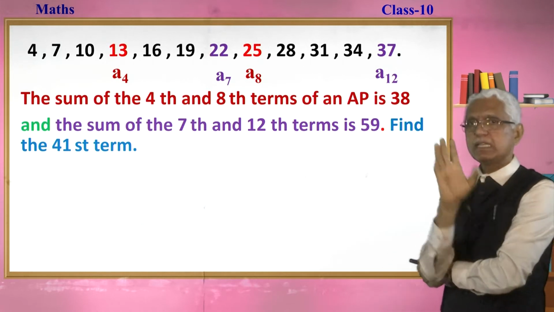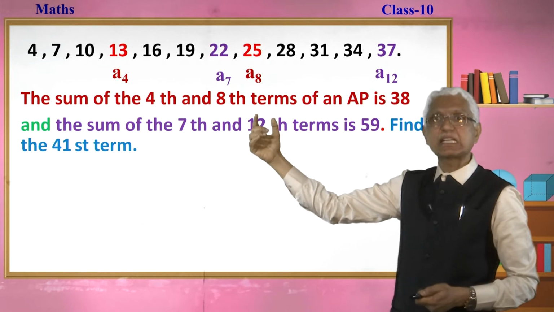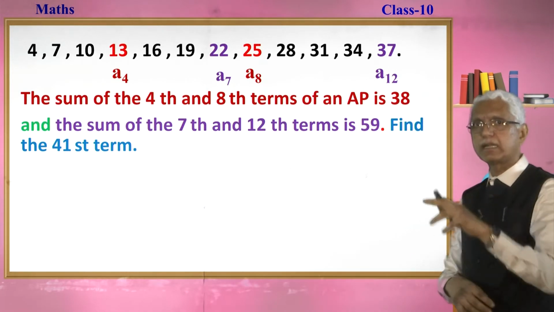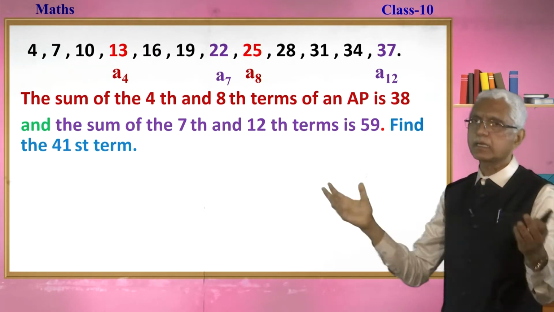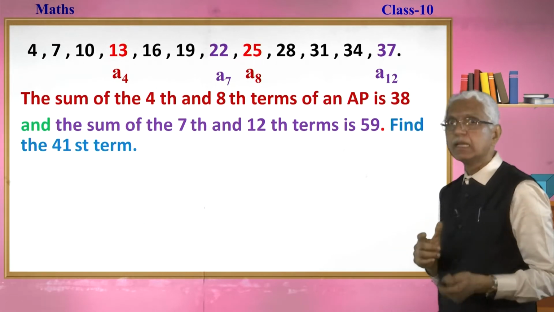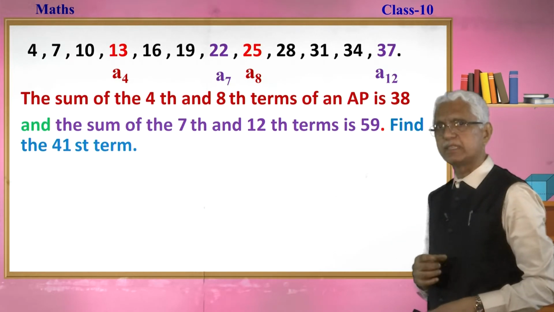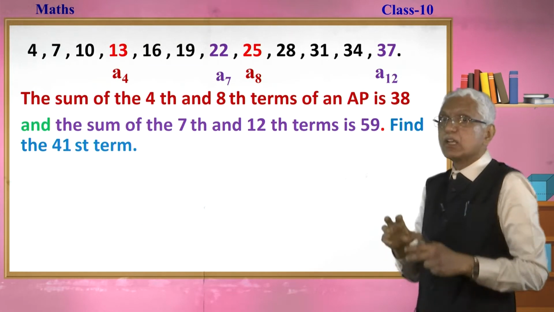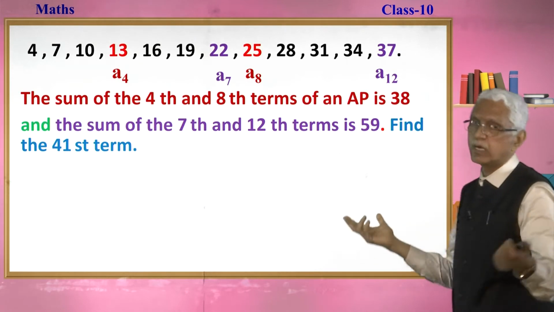Please observe, sum of the fourth and the eighth terms of an AP is 38. Check for yourself. Fourth and the eighth is 38. Fourth is 13, eighth is 25, 25 plus 13 is 38. Beautiful. Sum of the fourth and the eighth terms is 38. What else? And the sum of the seventh and the 12th is 59. Check what is the seventh term? 22. What is the 12th term? 37. What is the sum of the 7th and the 12th? 37 plus 22, 59. Wonderful.